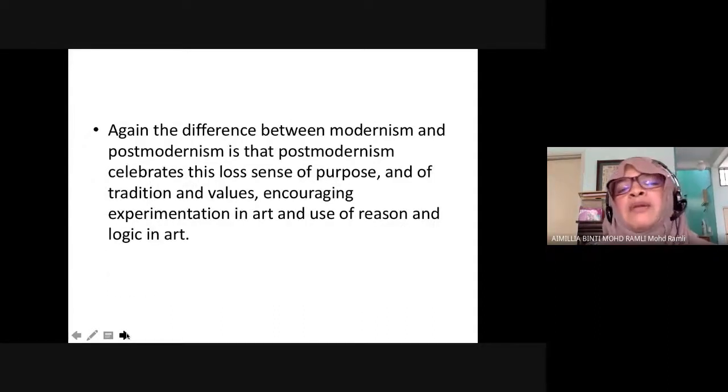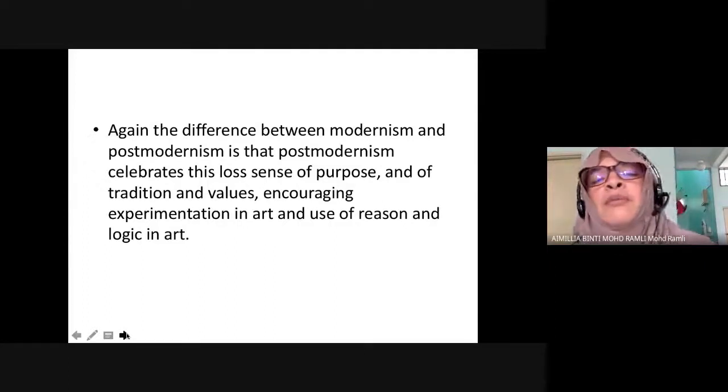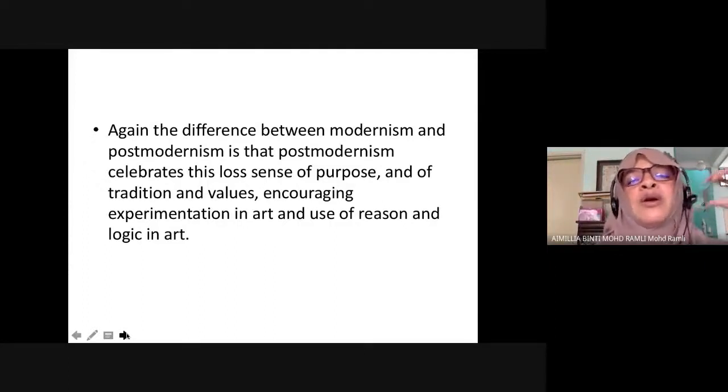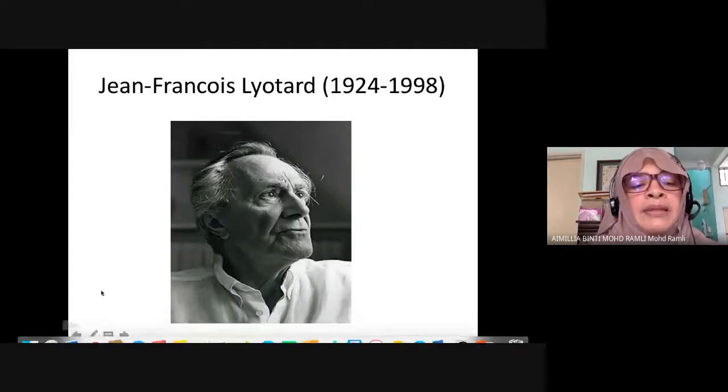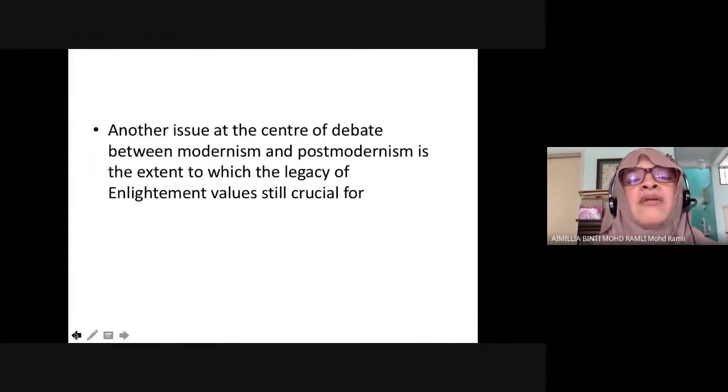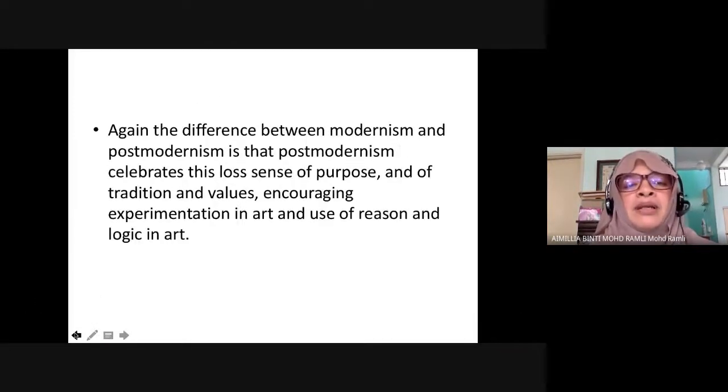Again, the difference between modernism and postmodernism is that postmodernism celebrates this lost sense of purpose and of tradition and values, encouraging experimentation in art and the use of reasons and logic in art. It celebrates this sense of a purposeless life, instead of lamenting it. So that is the big difference between modernism and postmodernism.